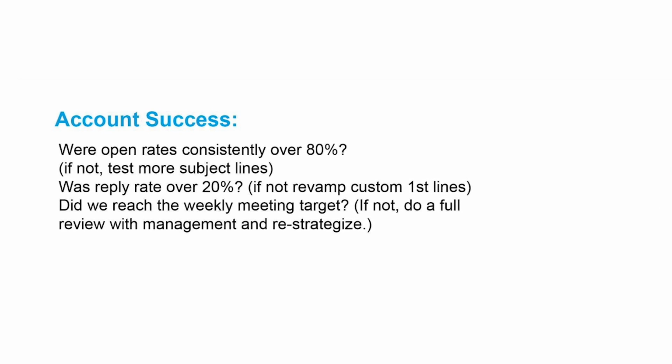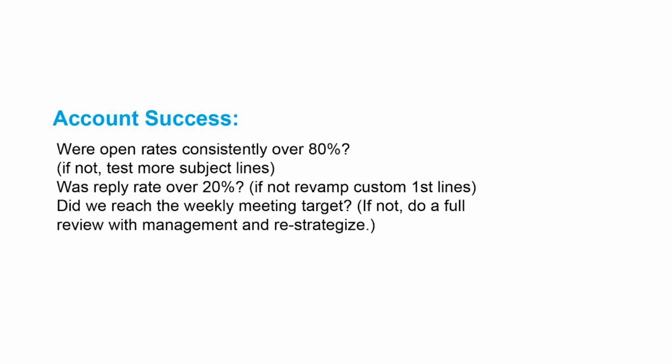Did we reach the weekly meeting target? If not, we need to do a full review and see what went wrong. Because if we have a meeting target of, let's say we send 100 emails and we want to get 6 meetings on the calendar, well, what went wrong? Did we not send the 100 emails? Was there something wrong with the body of the email? Were the leads messed up? What happened? That is what we wanted to check with this point.